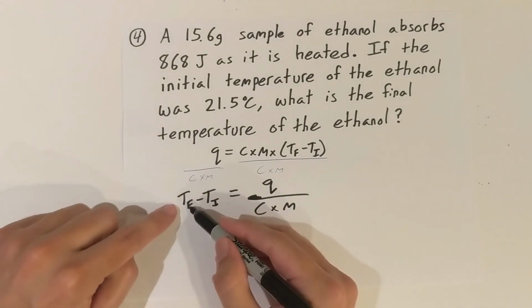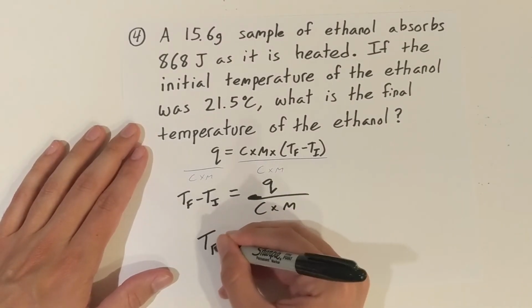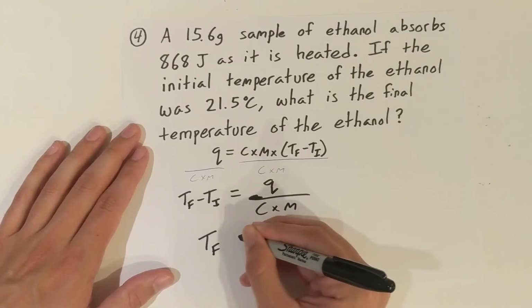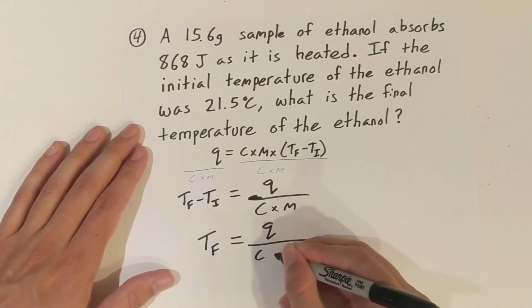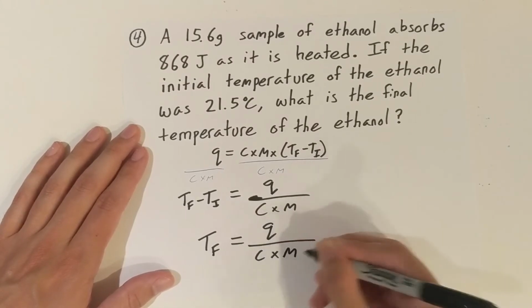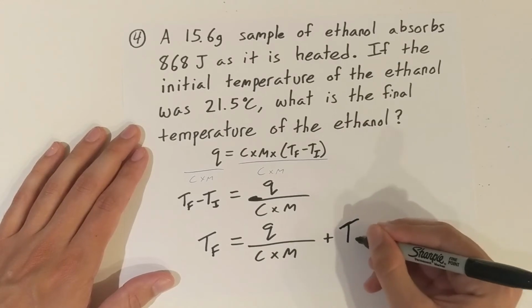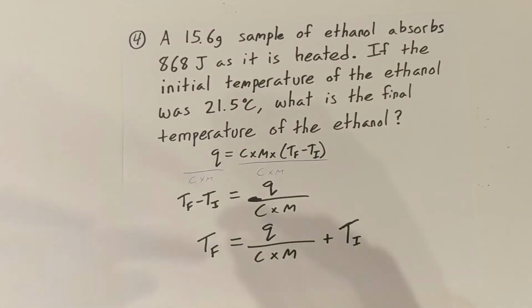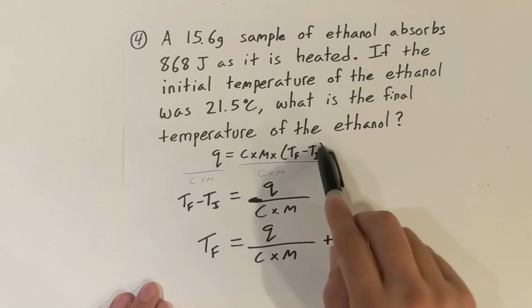So again, we want to isolate final temperature. What it would look like is final temperature is equal to heat divided by specific heat and mass, plus our initial temperature. So that's where we're going to be throwing all our things in here. And again, if this was a tough jump for you, just throw your numbers in here and calculate.